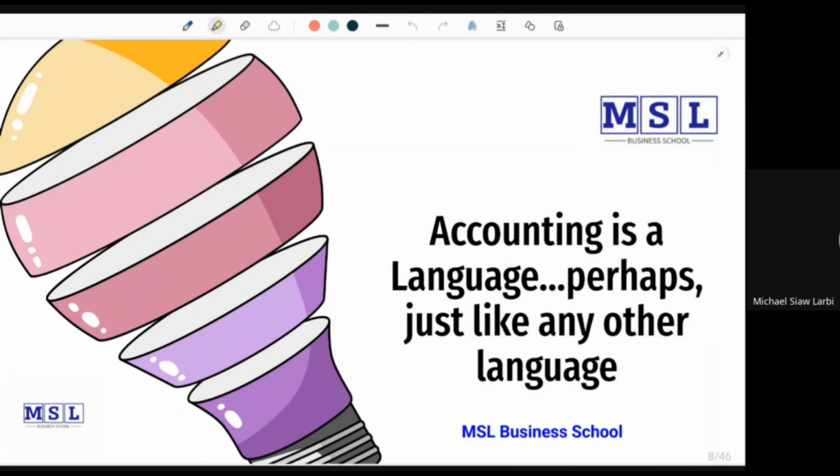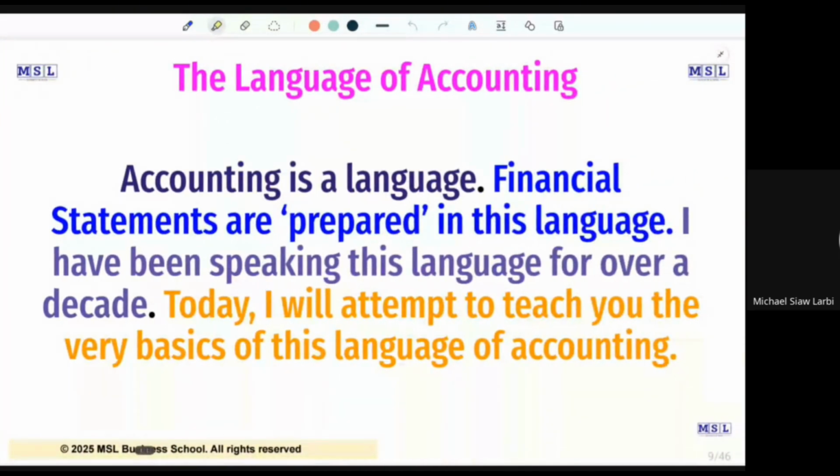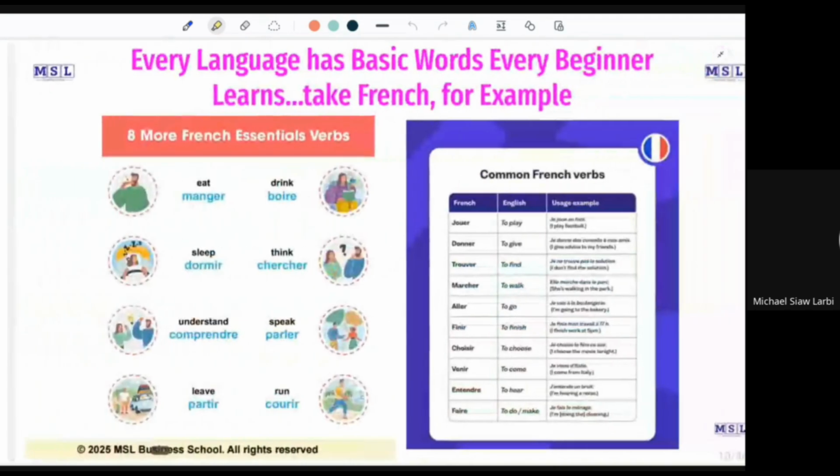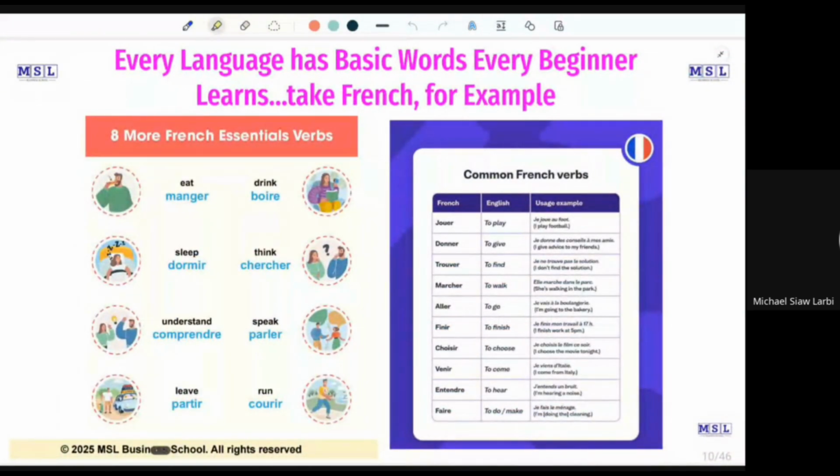So accounting is a language. And if you don't speak accounting, you will not understand financial statements. So one of the big goals for today is to make sure you understand the basics of the language. So when you see anything accounting or financial statements, you'd understand and you won't be like the Chinese person hearing English for the first time. Are we good? So accounting is a language. Financial statements are prepared in this language. I've been speaking this language for over a decade, and today I'll attempt to teach you the very basics of this language of accounting.